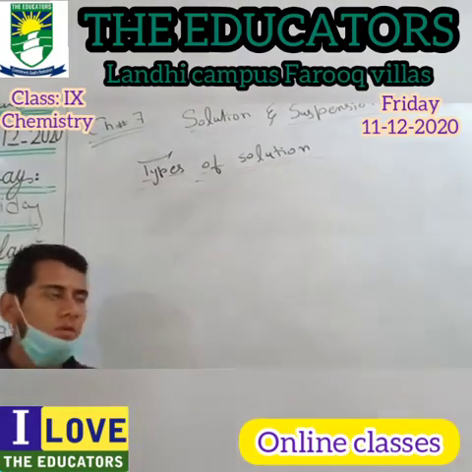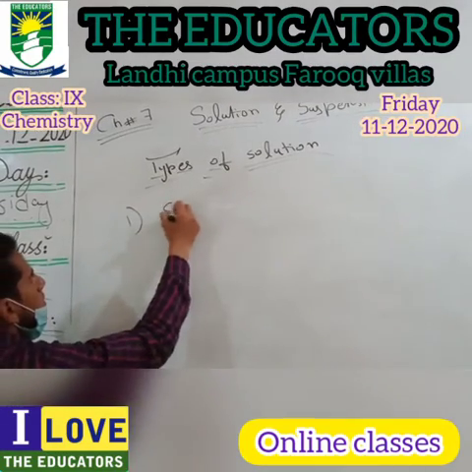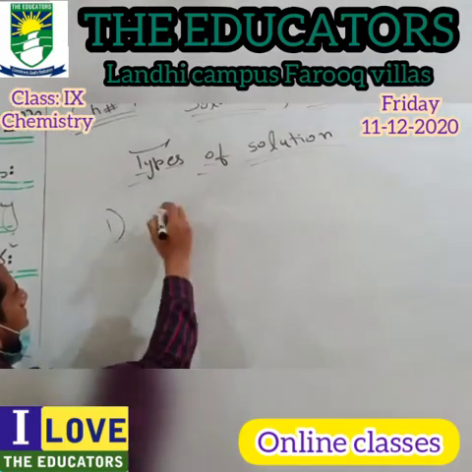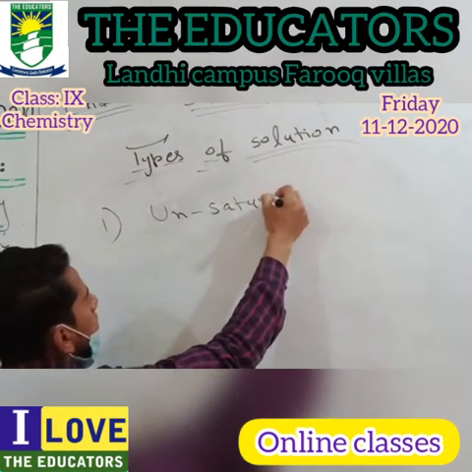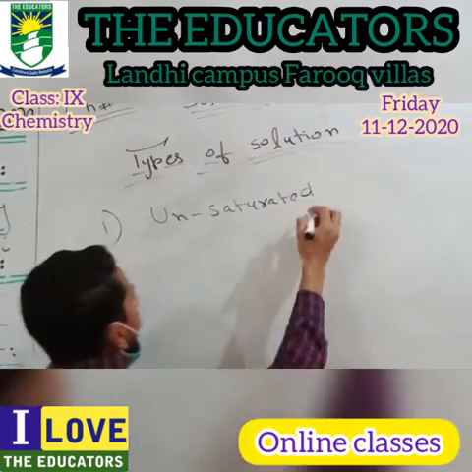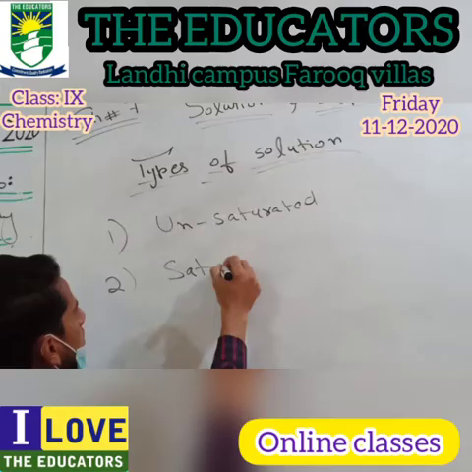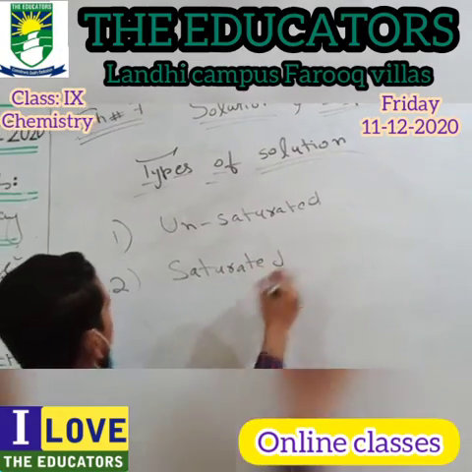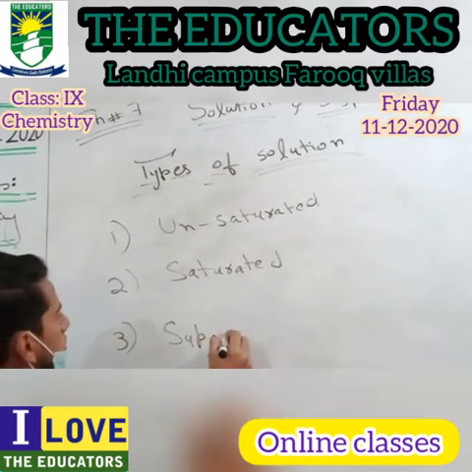Okay, so our next topic is types of solution. Type number 1 for solution is unsaturated solution. Type number 2 is saturated solution, and type number 3 is supersaturated solution.